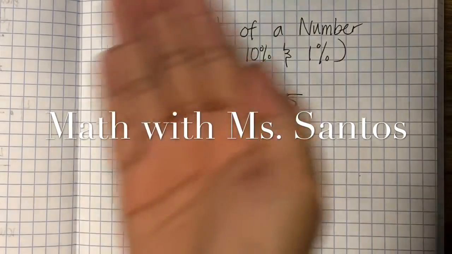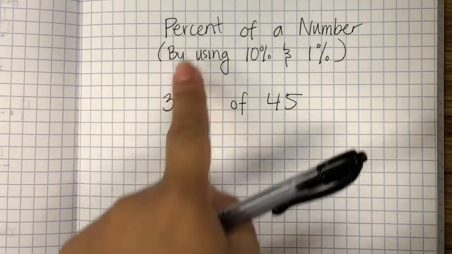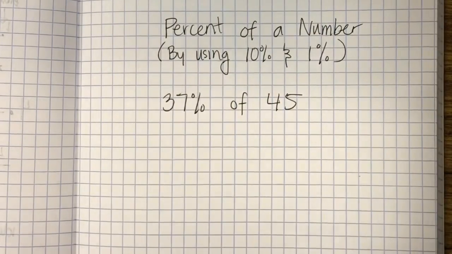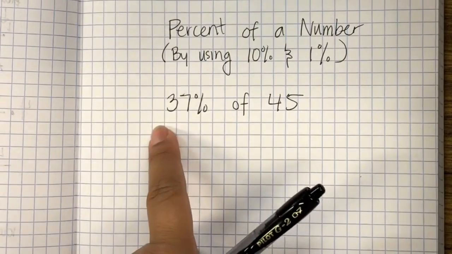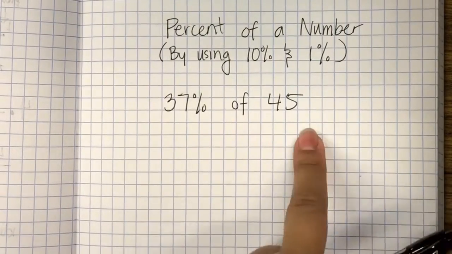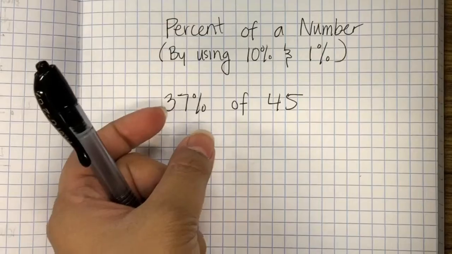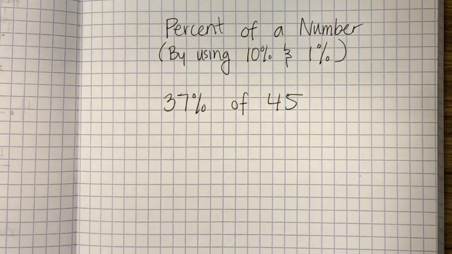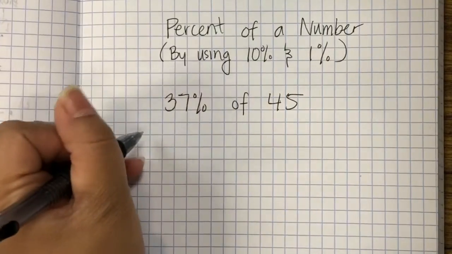So here's Math with Miss Santos, and this one is percent of a number. And this one we're going to use 10% and 1%, okay? So the example we're going to use for this video is 37% of 45. Remember, 37% is a part of something, so we're going to take a part of a whole, okay? So first off, we'll need 10%.